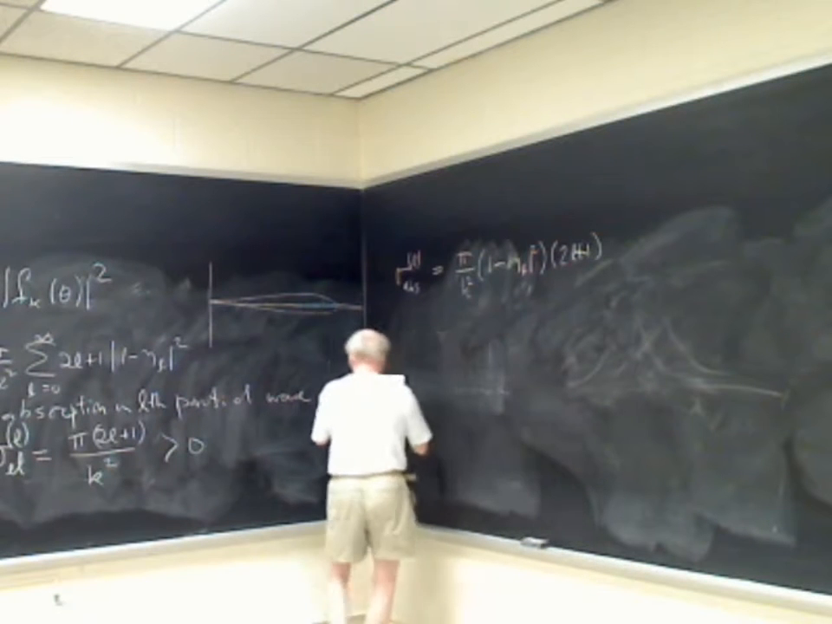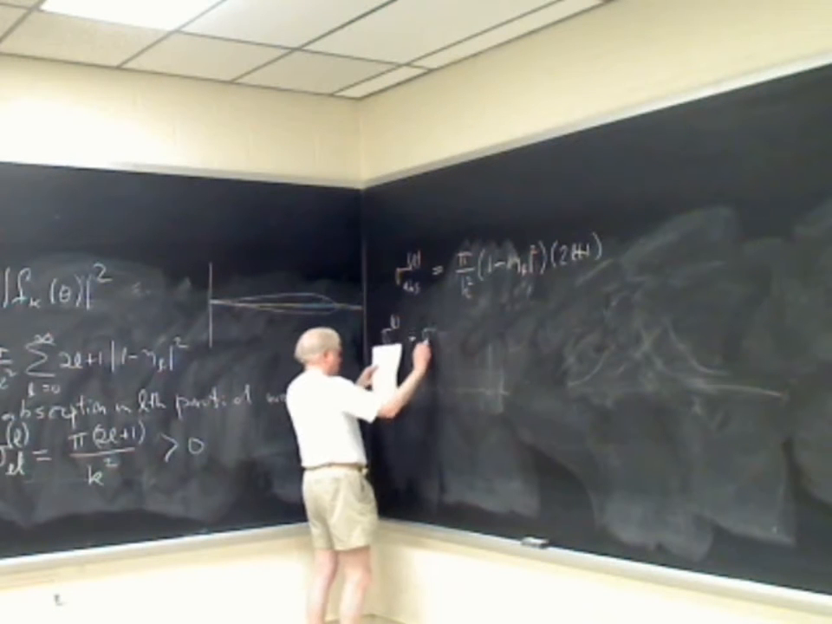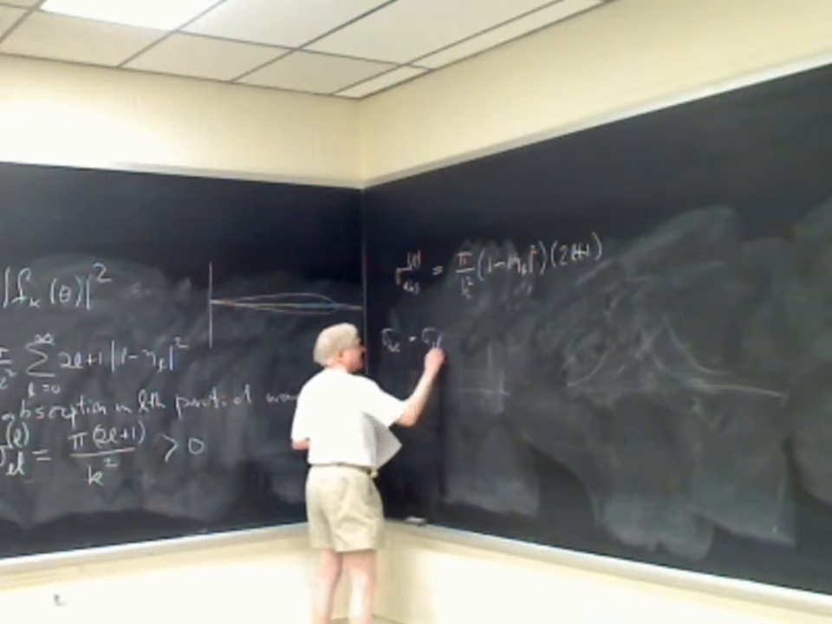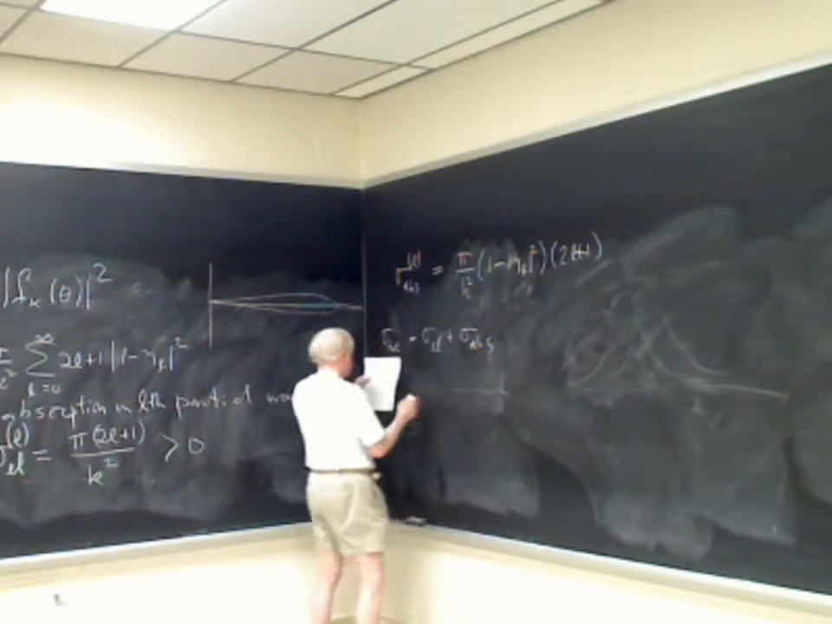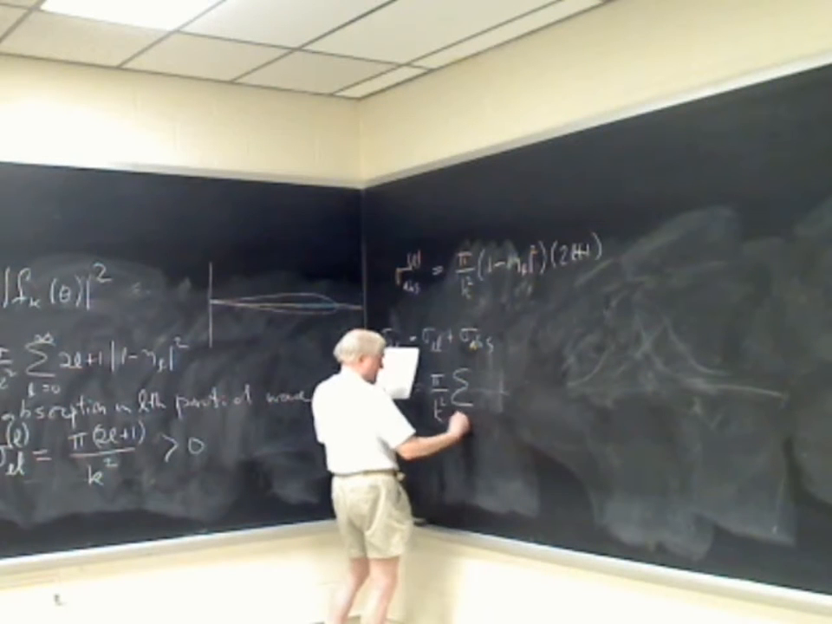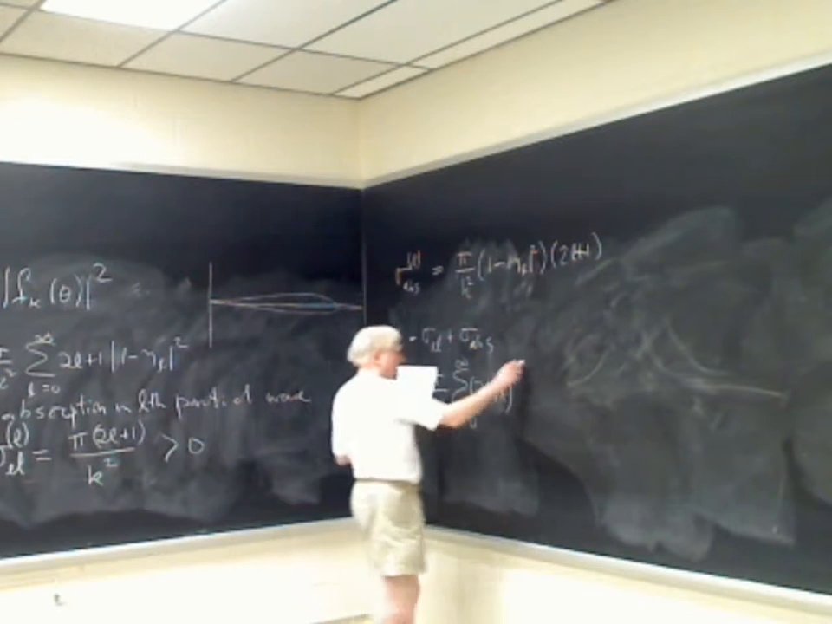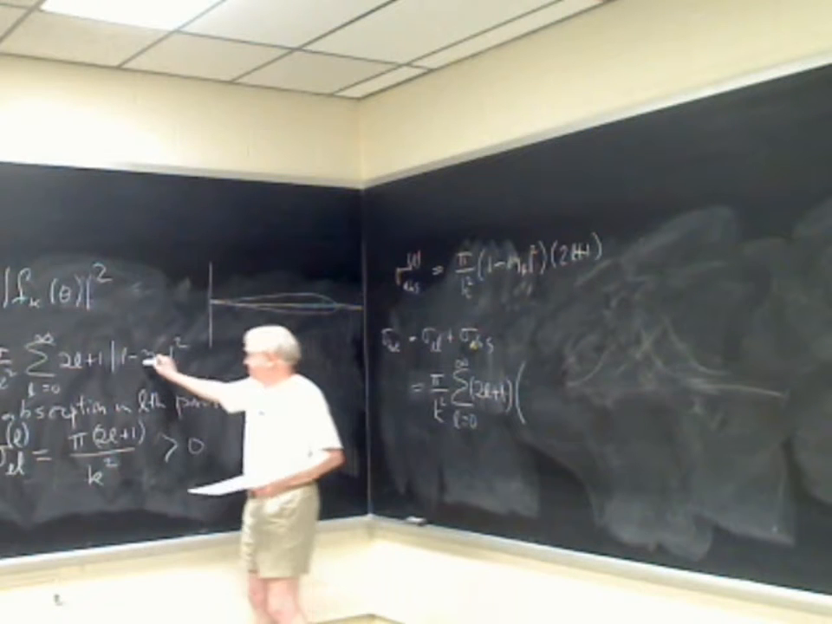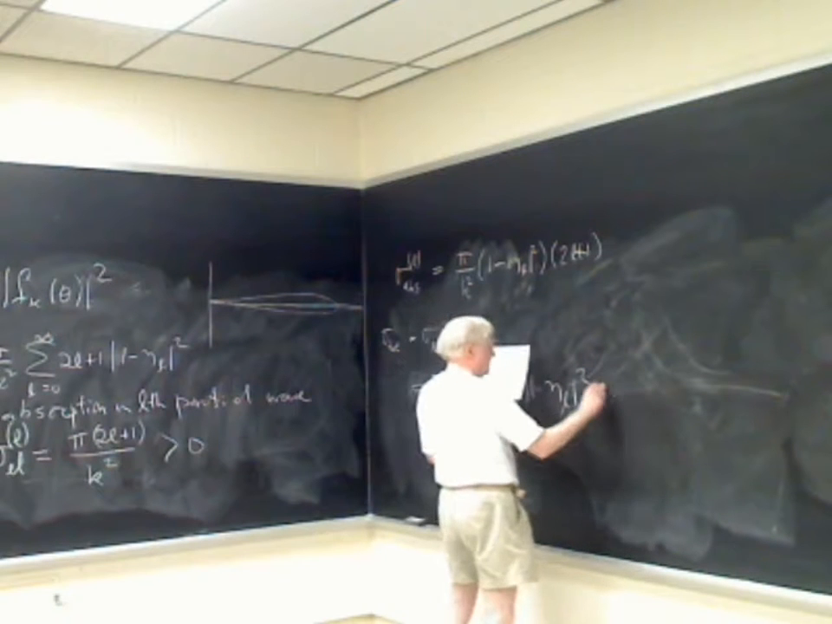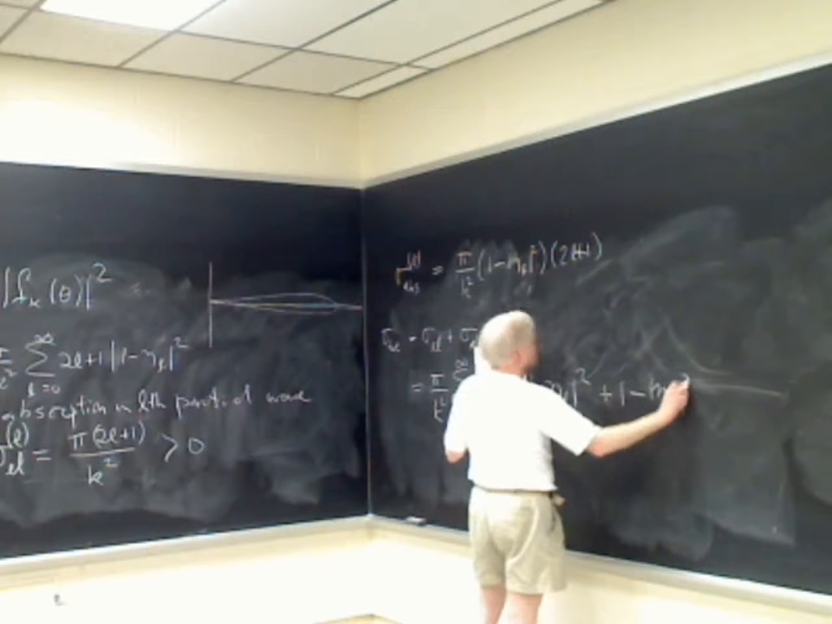Let's now look at the total cross-section, sigma total, and again, the Lth partial wave. It's going to be sigma elastic. Well, no, actually, I'm going to do all the partial waves. So this is sigma elastic plus sigma absorptive. And that's going to be pi over k squared, sum L equals 0 to infinity, 2L plus 1. Now, the elastic cross-section is this one, absolute value of 1 minus eta sub L squared. And then we get the absorptive, which is this, 1 minus absolute value of eta L squared.